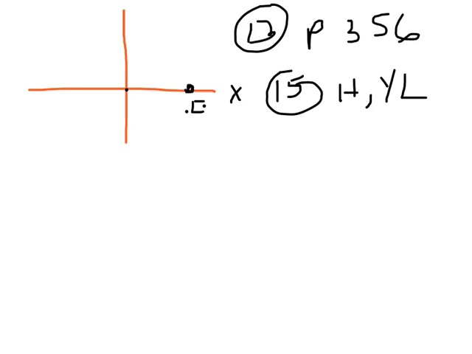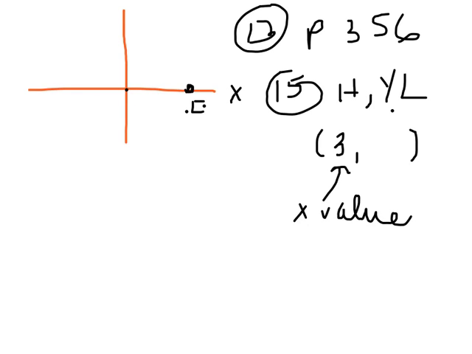Here's what I know about that. Since Z, H, Y, and L are all on the same vertical line, they would all have the same X value of 3, because a vertical line on a graph tells me what my X value is. So they all have that same X value.